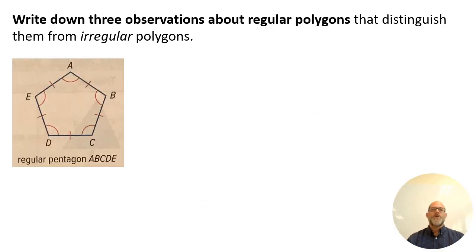All right, so you want to write down 3 observations about regular polygons that distinguish them from irregular polygons. You can pause it now and give that a shot. All right. Here's an answer for reference. That's nice. Once again, we got congruent sides, equilateral. We got congruent angles, that's equiangular. And then finally, convex.